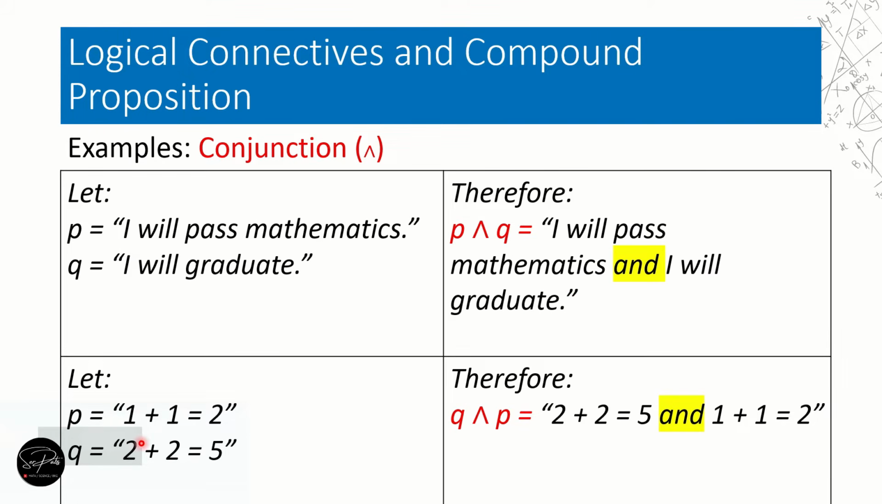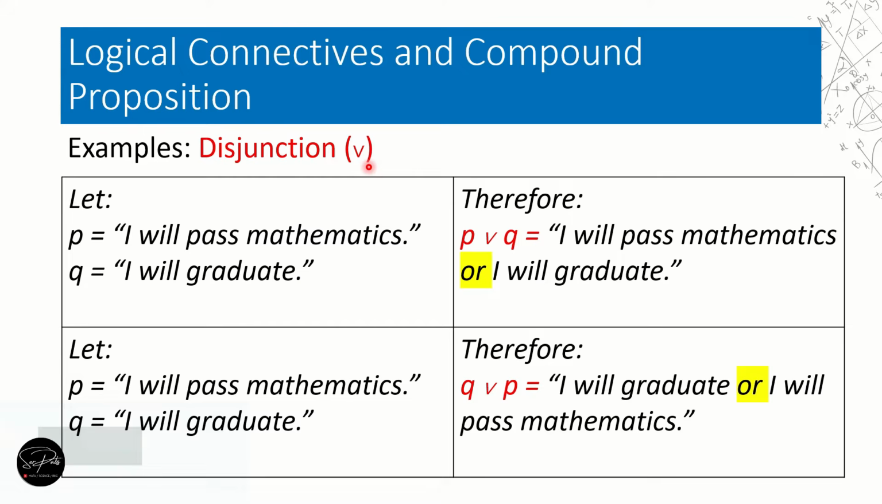For the second example, we have 1 plus 1 equals 2, and 2 plus 2 equals 5. Again, there's no problem whether the statement is correct or not. Therefore, Q and P. The letter Q comes first, so the value of Q will be 2 plus 2 equals 5. That will be the first proposition, connected with the conjunction and, 1 plus 1 equals 2. So our conjunction will be 2 plus 2 equals 5 and 1 plus 1 equals 2, which is equivalent to Q and P.